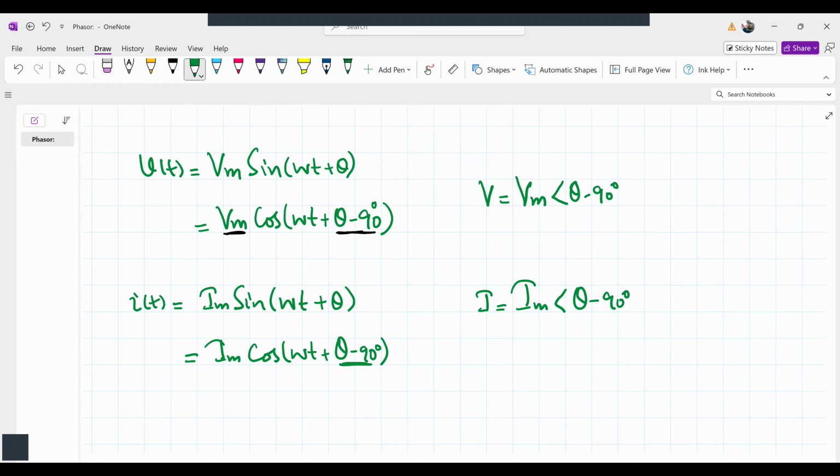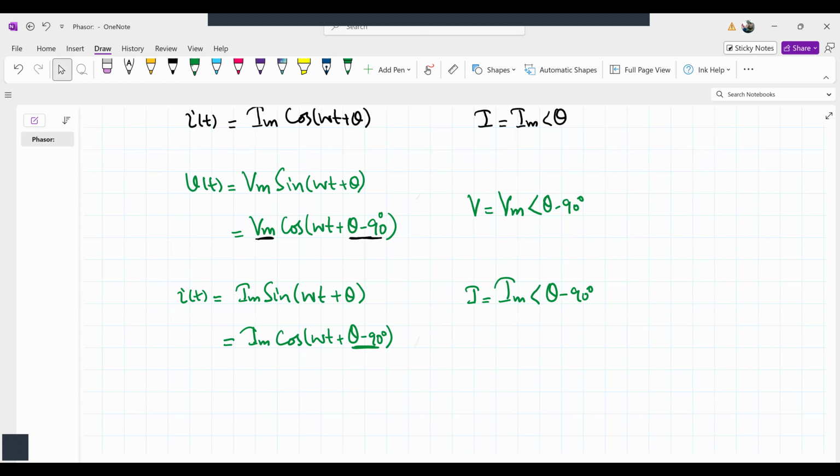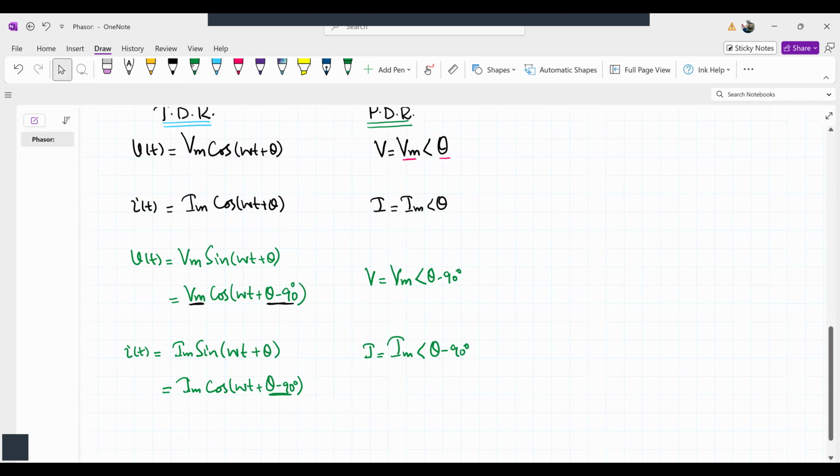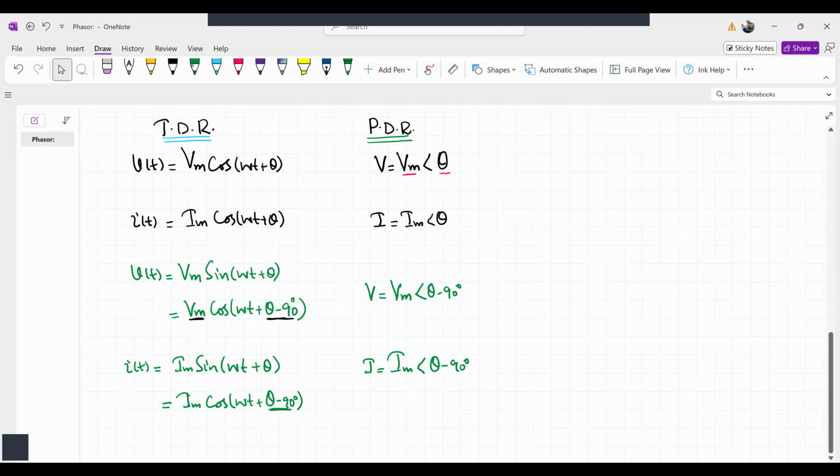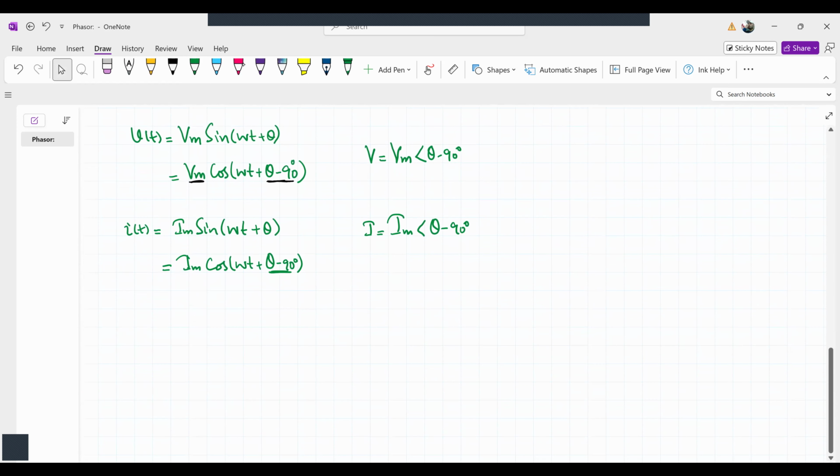Omega here is simply the frequency. So from this you can check that in the phasor representation, we drop the omega t part. We don't write the frequency. We drop the frequency part, and simply write only the amplitude and phase. So this is very, very important.